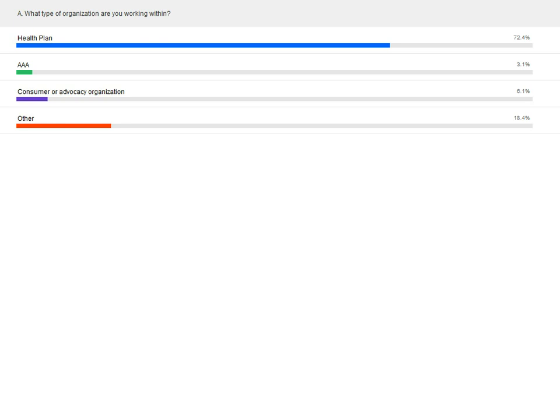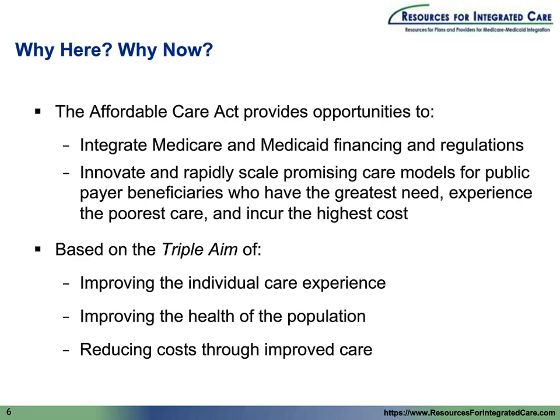I also want to provide you some more context for this training. The Affordable Care Act, commonly known as Obamacare, provides opportunities to integrate care and support for persons with Medicaid and Medicare, and to innovate and rapidly scale promising care models, targeting those with the greatest needs, experience the poorest care, and incur the highest cost.